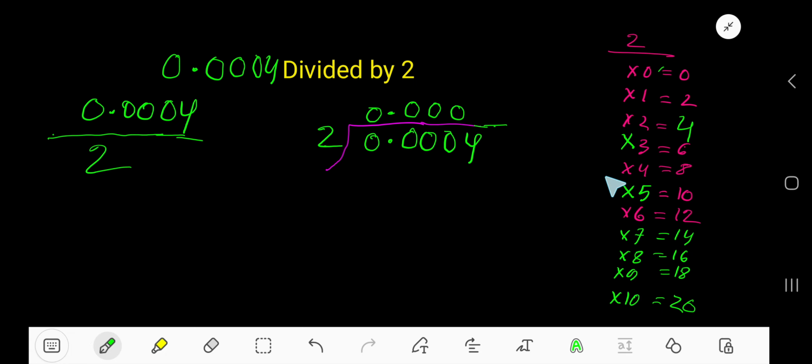2 goes into 4 how many times? 2 times, write 2. Now multiply 2 times 2 is 4. If you subtract, then you are getting 0. So your answer is 0.0002. Your answer is this.